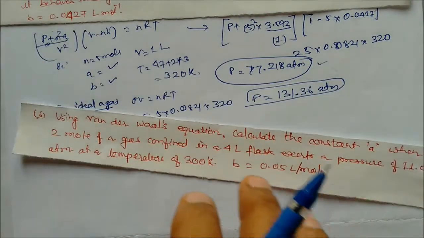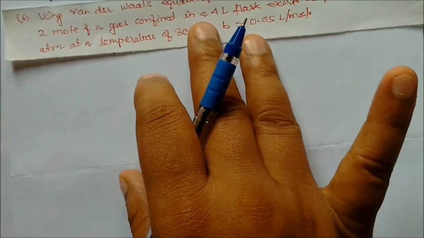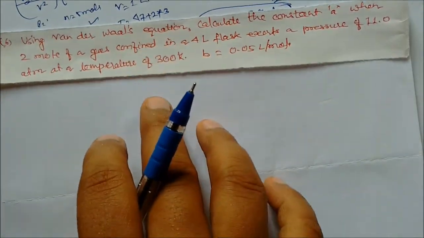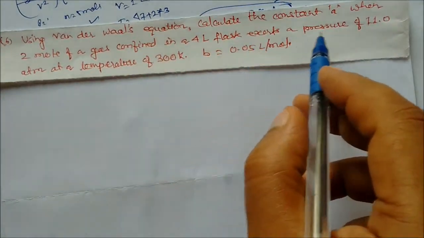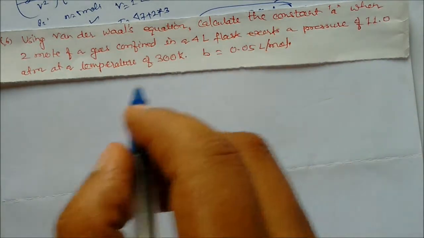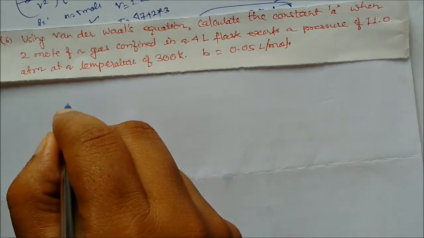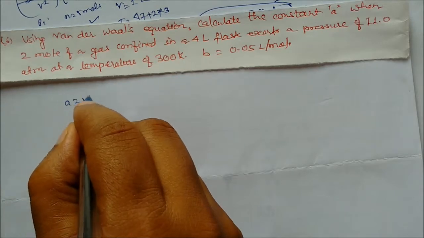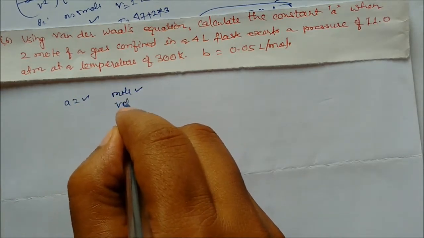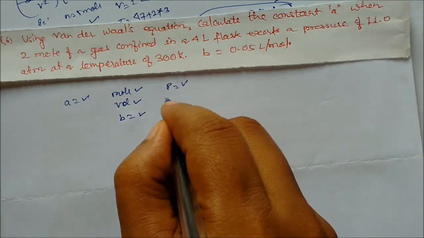So next, using the van der Waals equation, we can calculate the constant A when 2 moles of gas is confined to a 4 liter flask and exerts a pressure of 11 atmosphere at a given temperature. So temperature is given, volume is given. Under the previous questions, A they are asking. Mole is given, volume is given, B is given, pressure is given, temperature is also given.